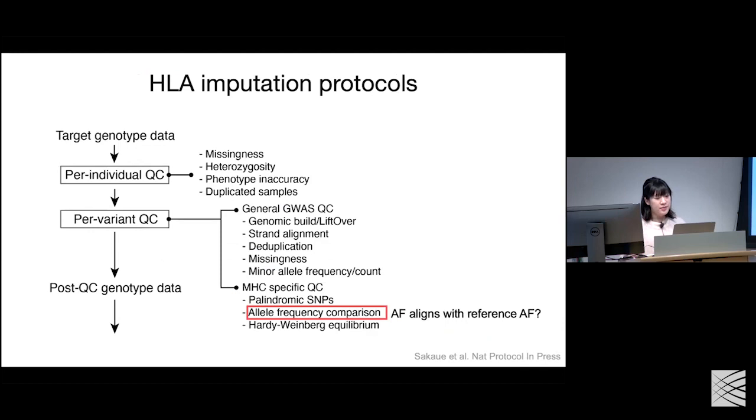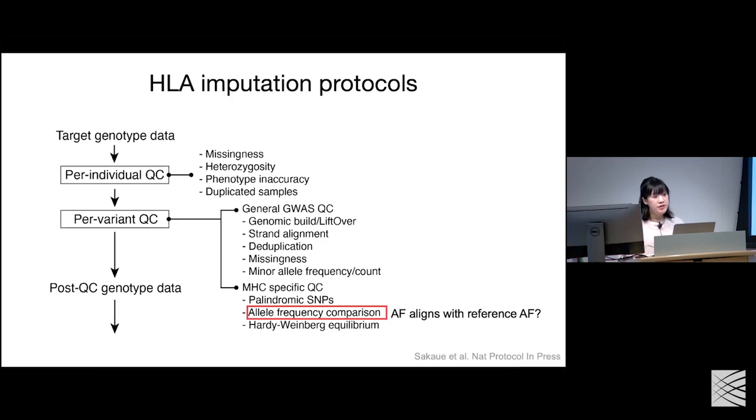So now I explain the HLA imputation step by step. If you have genotype data from a standard SNP array of your cohort, you do the genotype QC, like the standard one that you usually do for any GWAS. So you start with per-individual QC and per-variant QC, just like the standard GWAS you do. But there are also specific considerations for the HLA region.